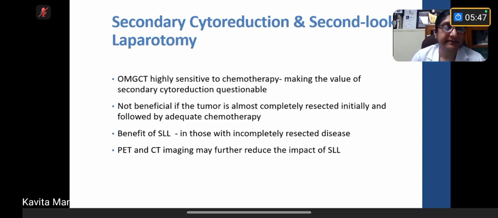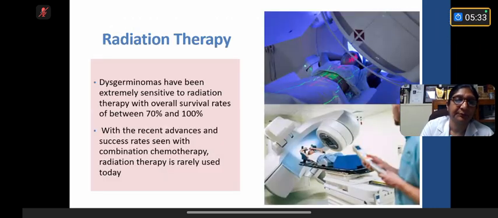Nowadays, we have PET scan and CT imaging with advanced technology, and therefore that also will help in knowing about the residual disease or the recurrence, and therefore the role of second look laparotomy is less.